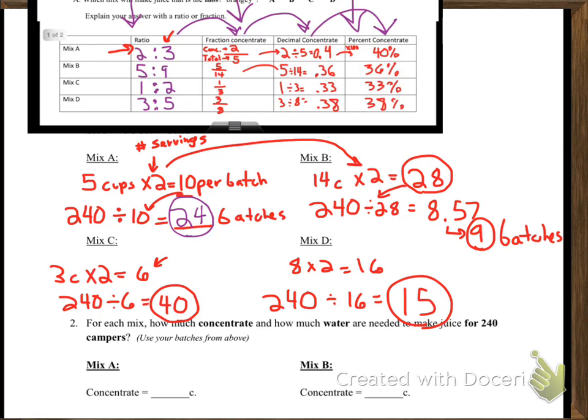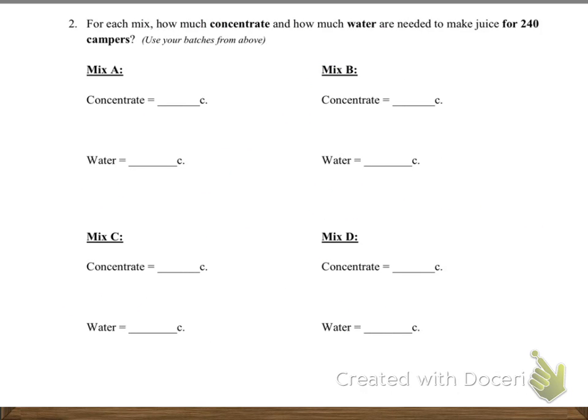So now comes another interesting part to this problem. We need to figure out how much of each we are going to need to make. We got to kind of put it all together now. We know how many batches, we know what the ratio is going to be. We need to know, though, how many cups of each one we are going to have to make. So let's go ahead and solve. Okay? First, for each mix, how much concentrate are we going to need, and how much water are we going to need? How much concentrate, how much water? How many cups of each?